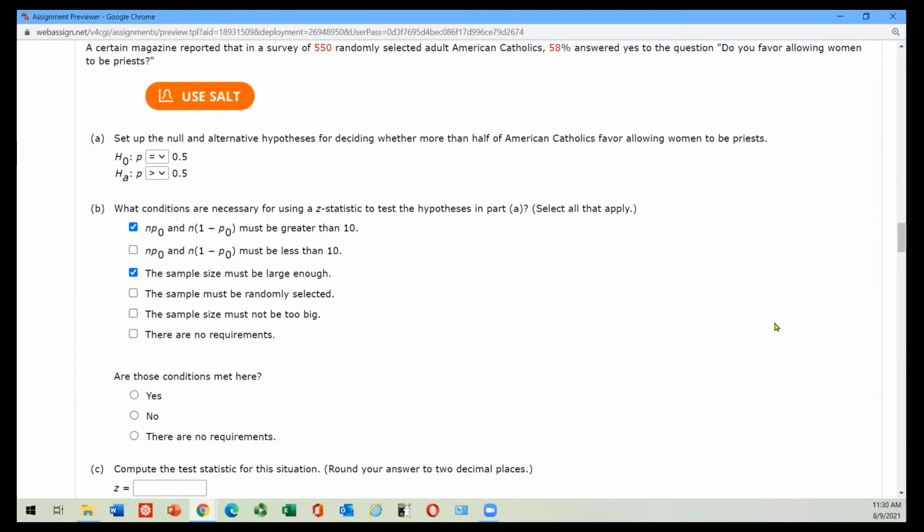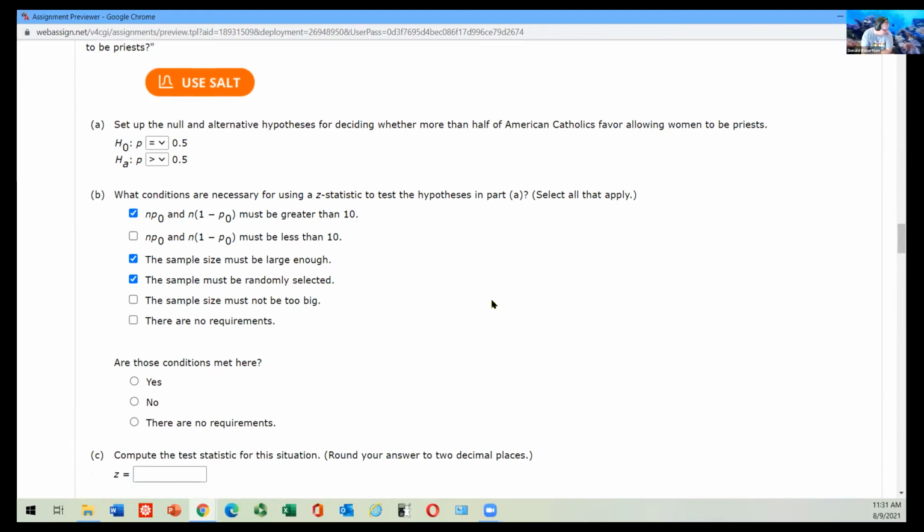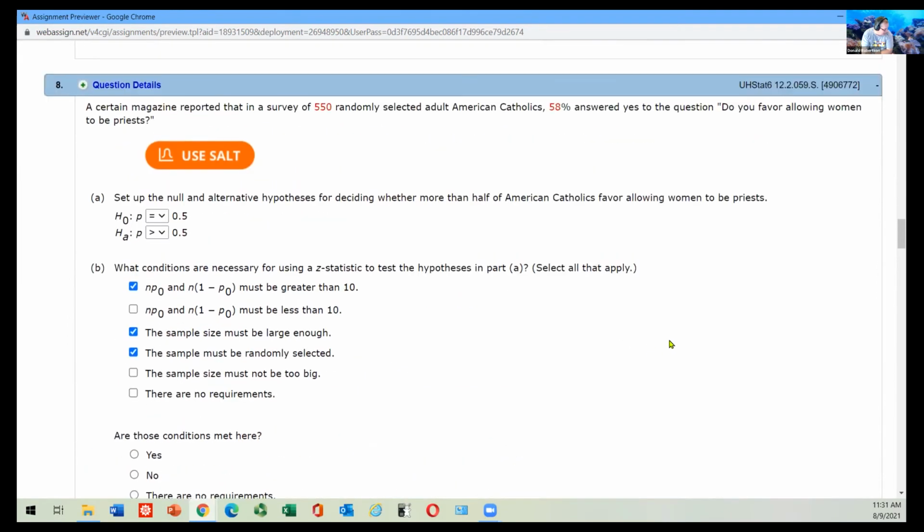The randomly select. Right. Some of these answers are so bad that I don't think you should ever pick them, even by mistake. Can you ever imagine a situation where you picked a sample that was too big? I can't think of one, right? Could you only ask one person and base your answer on that? Of course, there's requirements, all right? So the last two are definitely not going to get chosen. Are the conditions met here?